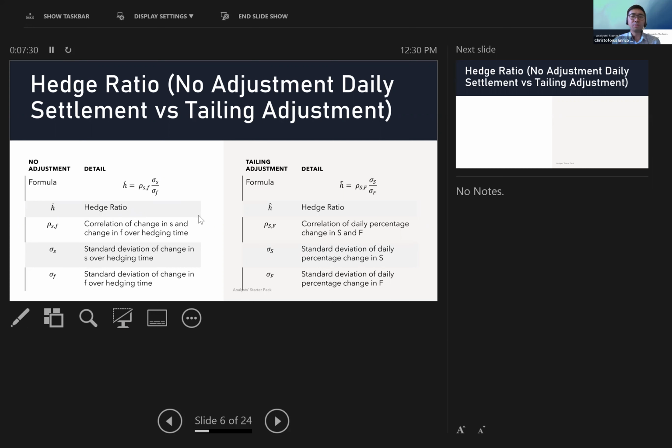But for example, if you have the tailing adjustment, like daily percentage changes, the formula changes slightly. So instead of the change over the hedging time, you use the correlation and the standard deviation of the daily percentage change.